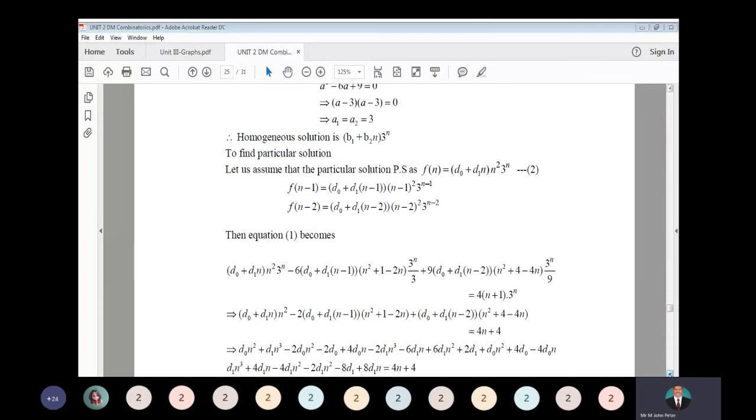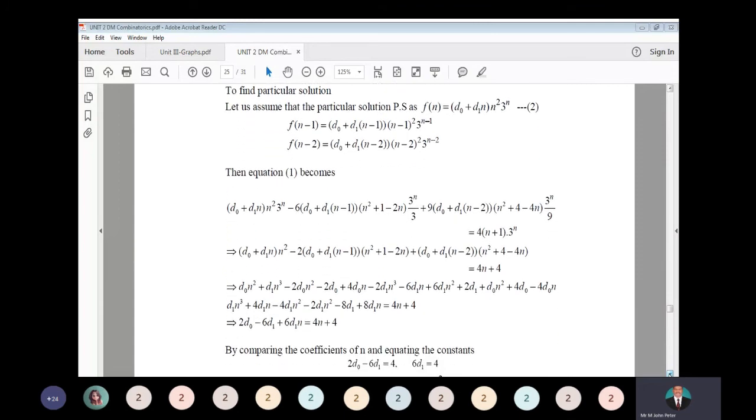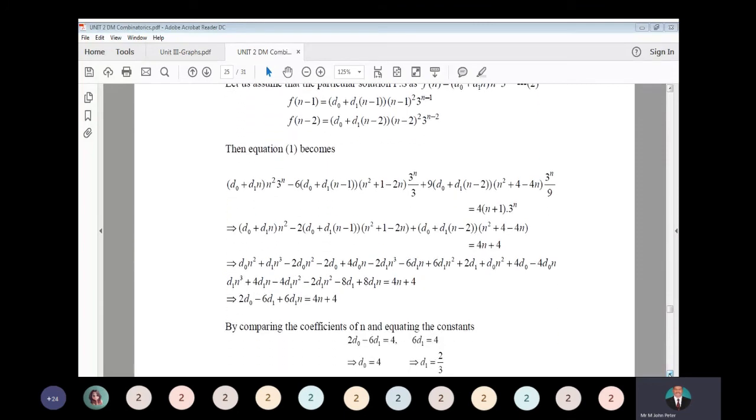Then equation 1 becomes (d0 + d1 n) n² 3^n − 6(d0 + d1(n − 1))(n² + 1 − 2n) 3^n/3 + 9(d0 + d1 n)(n − 2)(n² + 4 − 4n) 3^n/9 = 4(n + 1) 3^n. So that is further simplification.